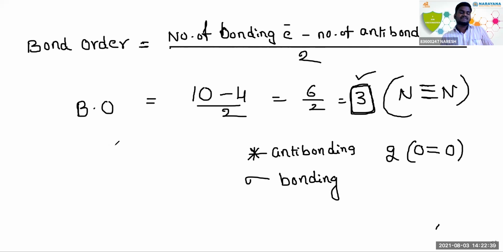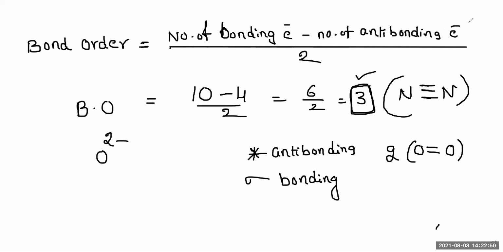Sometimes they will give us different molecules, like O2 minus. What is the bond order? O2 double bond, sir? No, wrong. O2 minus. Bond order is just 1 or 2 or 3 or 4 or 2.5 or 3.5. I will tell you.